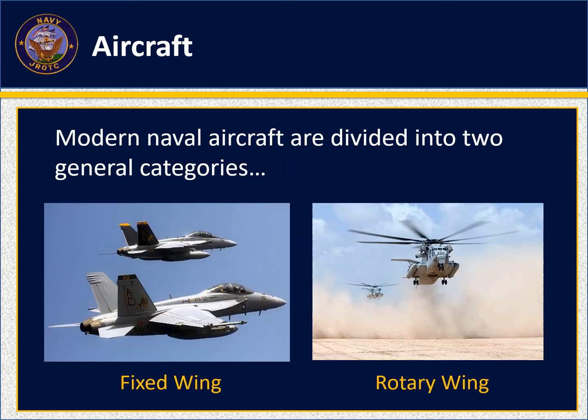Modern naval aircraft are divided into two major categories: fixed wing aircraft, your typical airplane that everybody's used to, and rotary wing, or helicopters.